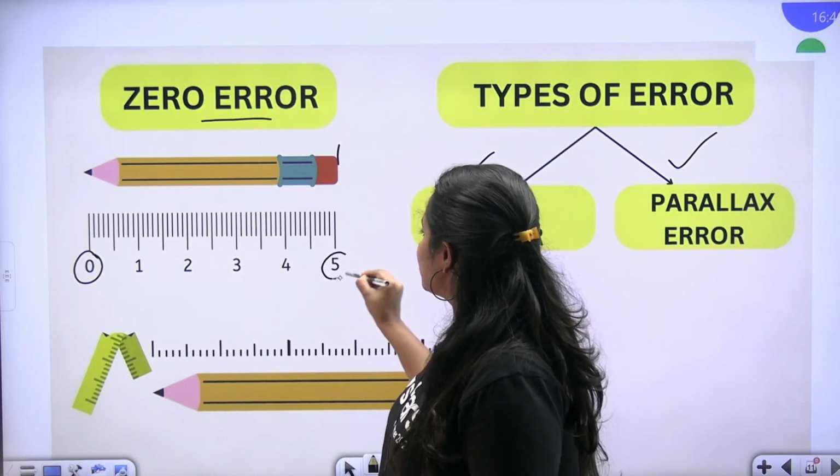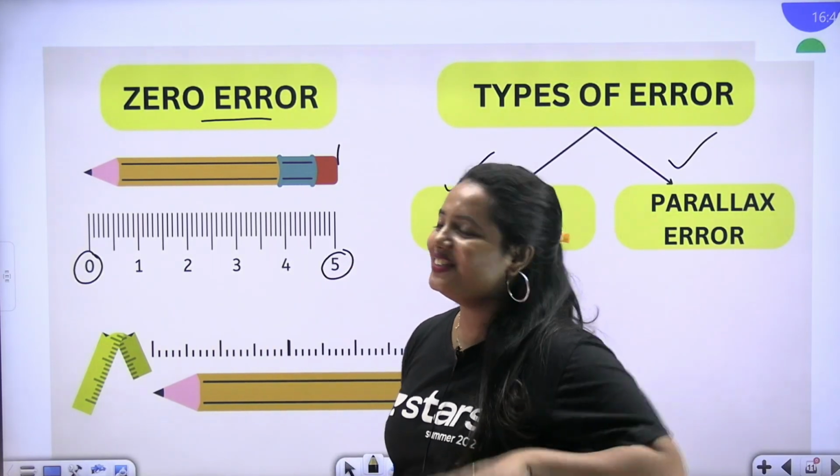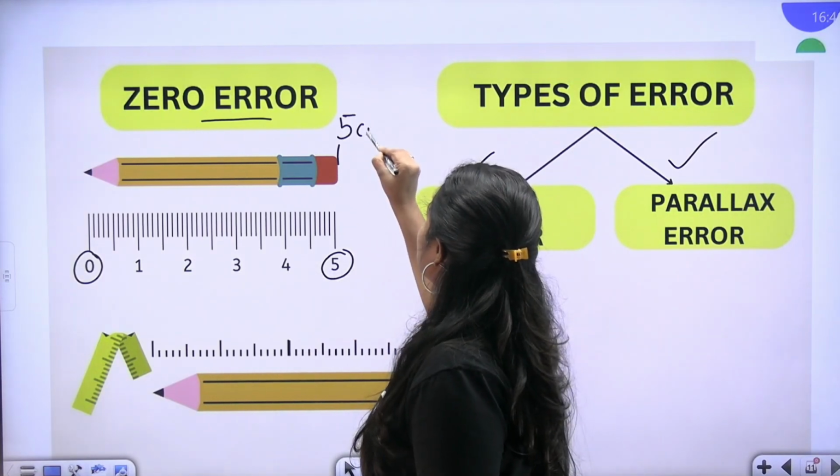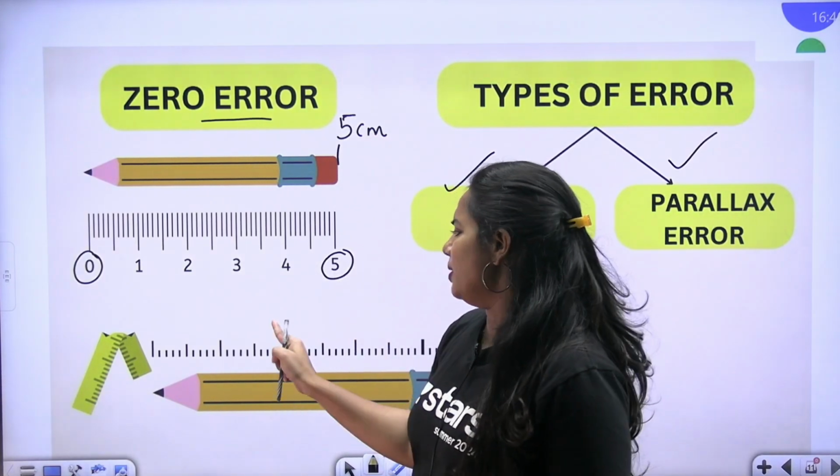So the end point is actually 5. So what is the length of the pencil? Very simple. 5 centimeter. That's the length of the pencil. But what about this one?